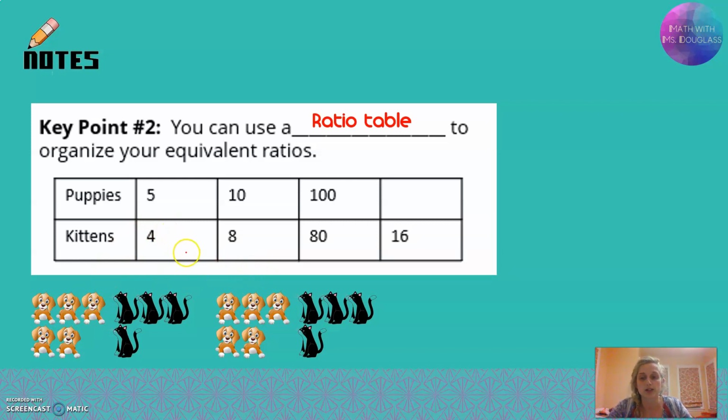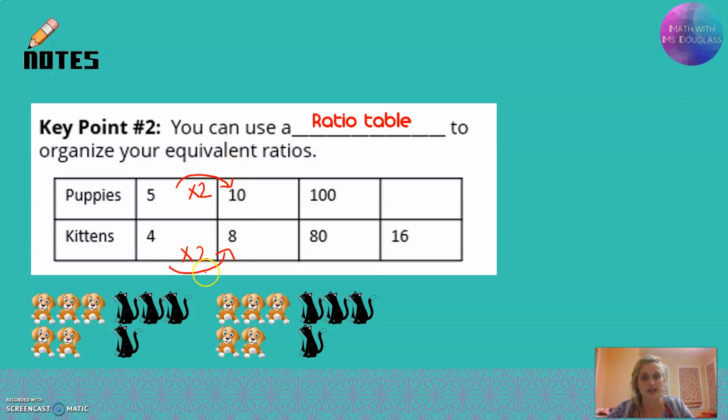A really easy way to show that is I draw an arrow from the 4 to the 8. I did 4 times 2 equals 8. The exact same thing has to be true for the puppies. I can't do kittens times 2 and puppies times 5. I have to say I'm getting 2 groups of 5 puppies and 4 kittens, and that makes 10 puppies and 8 kittens.